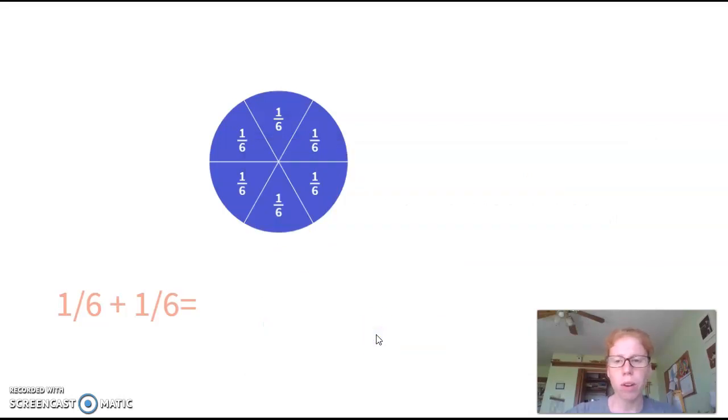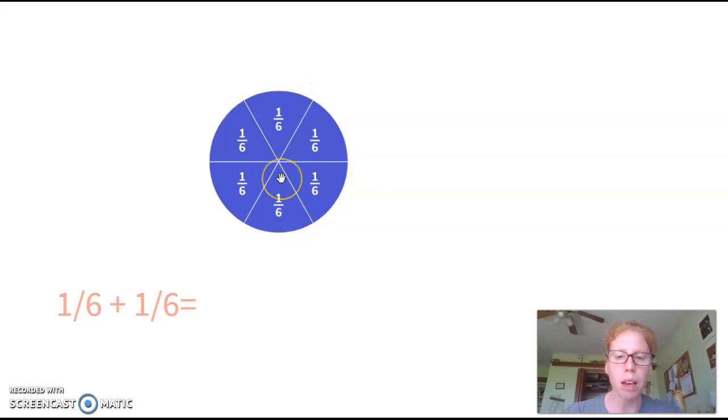Hello, third graders. We are going to work on something that we normally don't do in third grade. We are going to add some fractions together, and we are going to add fractions that have the same denominator. So as you can see on the screen, I have got a fraction circle, and this fraction circle is broken up into 6 pieces. So 6 is our denominator, and I have written a little fraction addition problem below. I have 1/6 plus 1/6 equals what? And it's going to be our job today to figure out what 1/6 plus 1/6 equals.